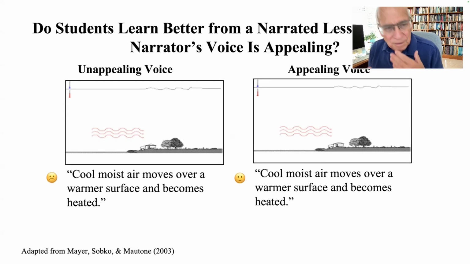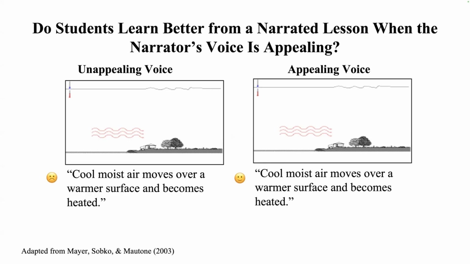So these are shots from a lesson on how lightning storms develop. On the left, this is kind of a narrated animation. On the left, we have an unappealing voice saying cool, moist air moves over a warmer surface and becomes heated. Either a machine voice or a voice that seems very uninterested. On the right, we have an appealing voice, a positive human voice that conveys positive emotion. People learn better with the appealing voice.